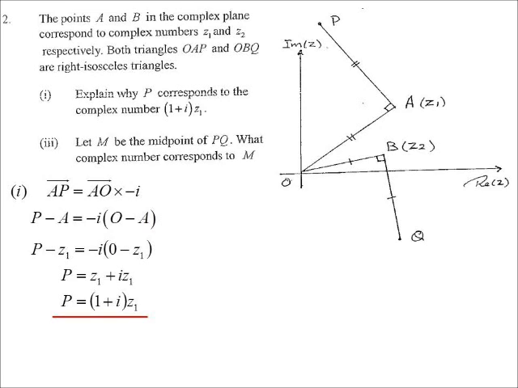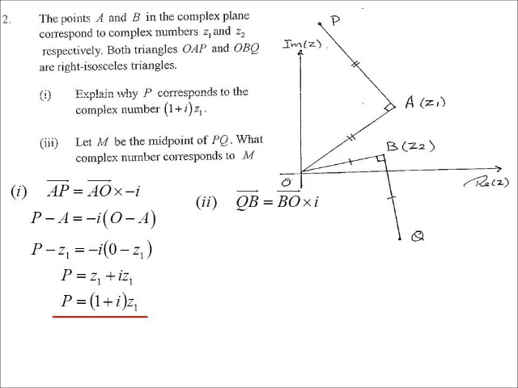We're looking for, oh, notice there is no part 2, it's actually part 3. Part 2 is too easy, okay? Let M be the midpoint of PQ. What complex number corresponds to M? Well, if M is the midpoint of PQ, I've got to find Q. That probably is what part 2 was.